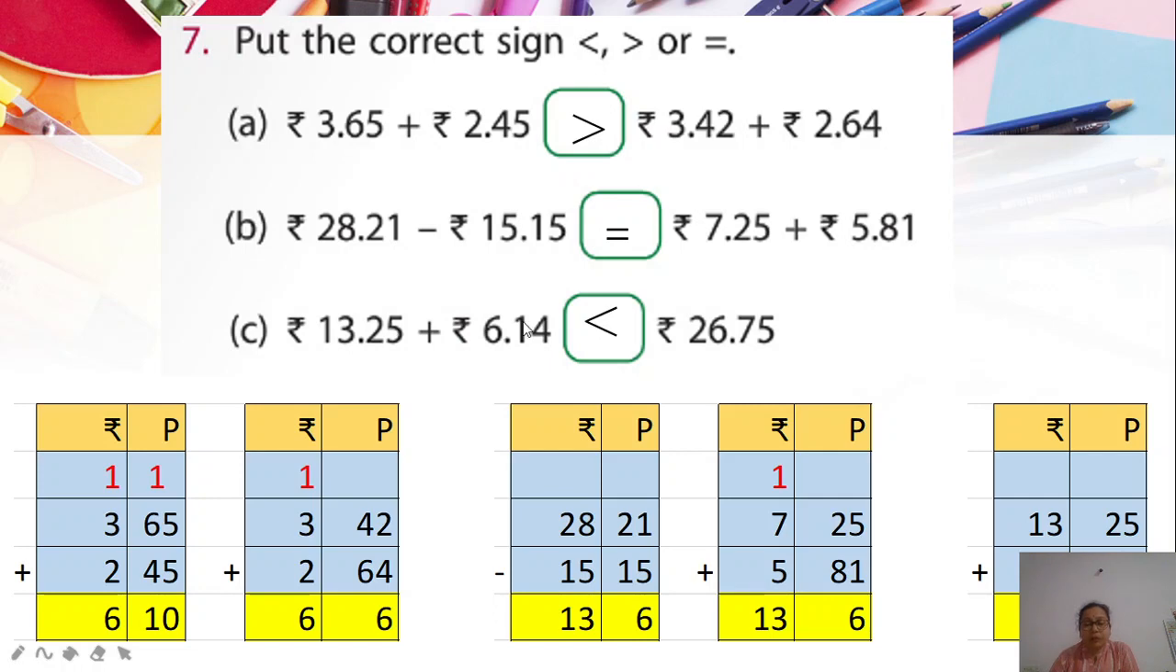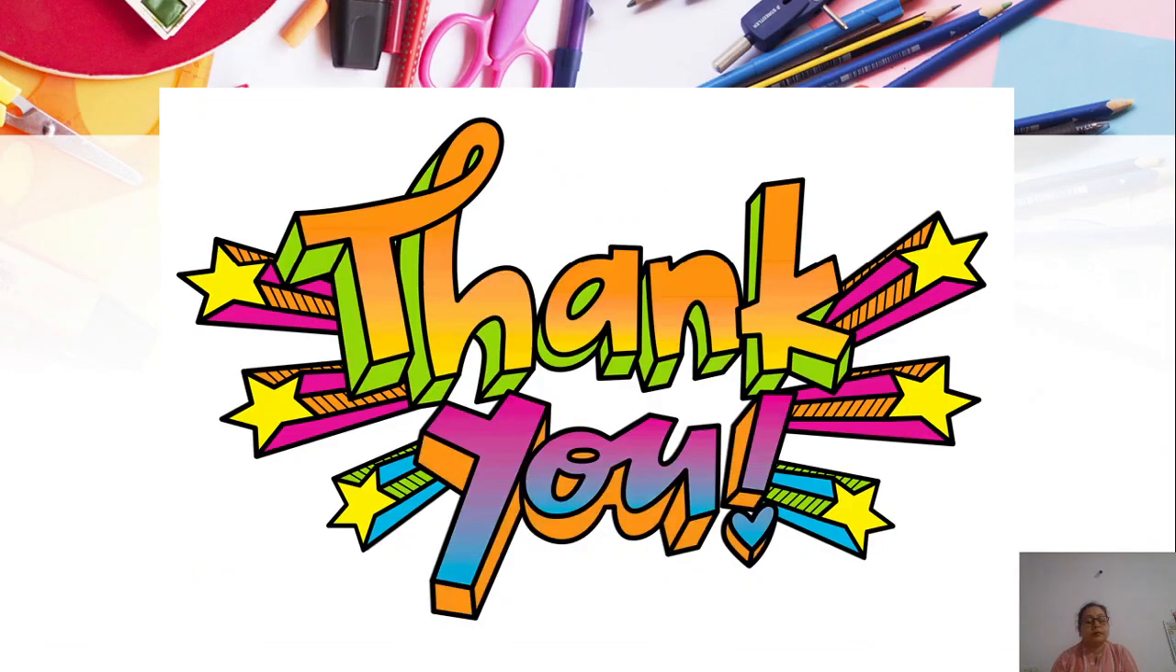And in my C question, here only one amount is given. So no need to do any operation this side. But on my left side, I have to do the addition. You can see here we have done the addition. After doing addition of money, we got the amount 19 rupees and 39 paise. And you know that 19 rupees are smaller than 26 rupees. So we have put the symbol which shows my right hand side is bigger than my left hand side. Thank you.